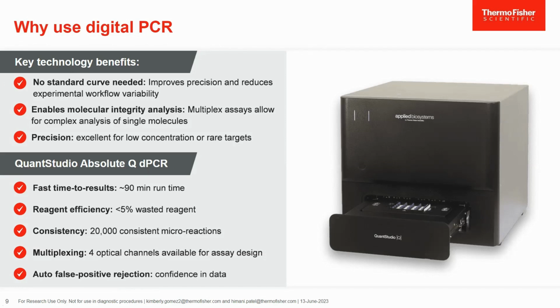The absolute Q also includes 4 optical channels for increased multiplexing capacity, with an added 5th channel devoted to a passive reference dye. Additionally, the absolute Q images each fixed array both before and after PCR is completed. This allows for the subtraction of any pre-PCR fluorescence prior to analysis. Overall, the absolute Q delivers high-quality data and easy-to-use workflow with flexibility to meet laboratory testing needs.